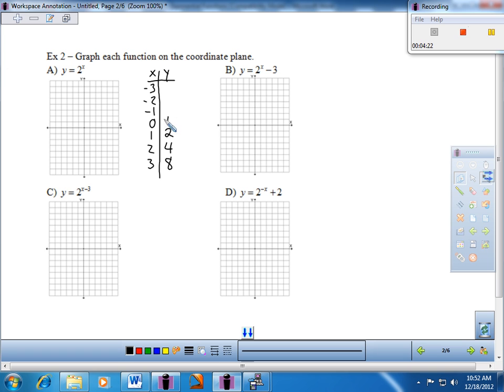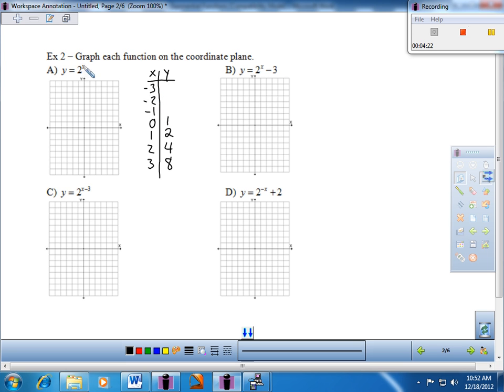2 to the 0 is definitely 1. And now, remember how negative exponents work. Keep this in mind because this is going to come up a lot during this unit conceptually. The exponent can be negative. I can do 2 to the negative 1st, 2 to the negative 2nd, 2 to the negative 3rd. But think about this from a number sense standpoint. What type of answers do I get when I apply these negative exponents?